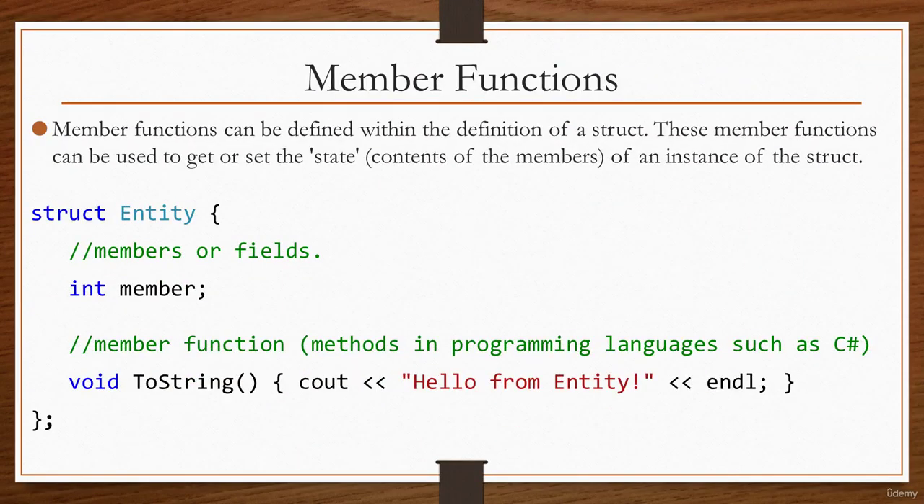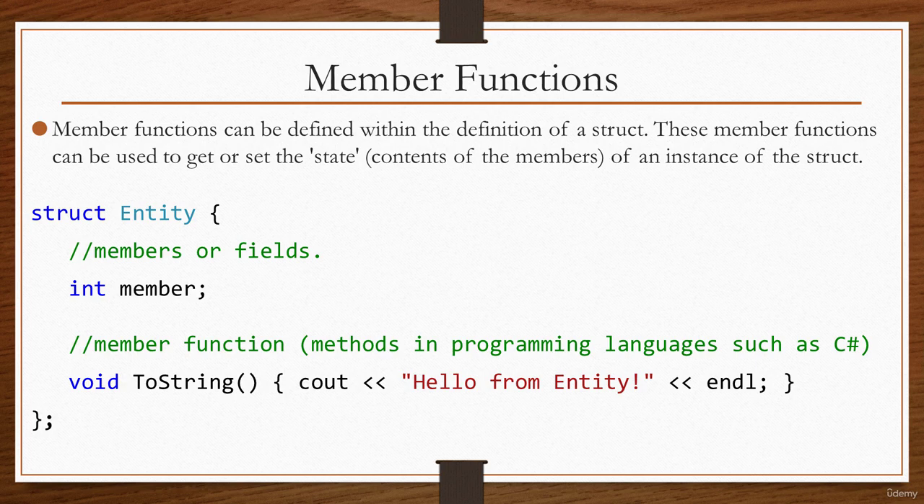As I mentioned in the previous lecture, we can also have member functions as members within our struct definitions. A member function is a function that is defined, or at least declared, within the definition of a struct. We will discuss how we can separate out the declarations and definitions in a future lecture. For now, we are going to define the full function within the body of the struct definition.